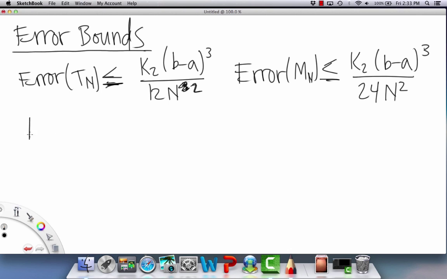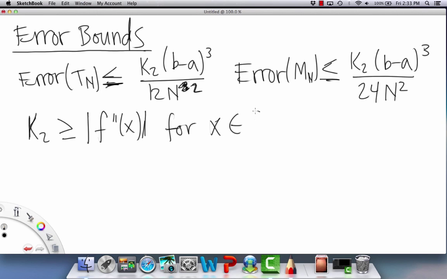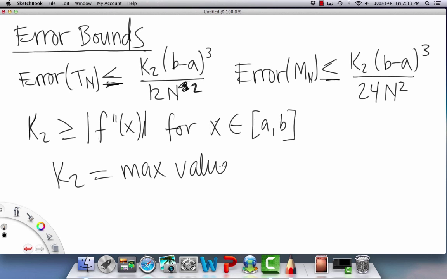And then K2, this is what is important to explain. So K2 is, formally, written like this. And that doesn't really help much for the explanation. But basically, for all x on the interval, this just means that K2 is your max value of the second derivative on this interval.